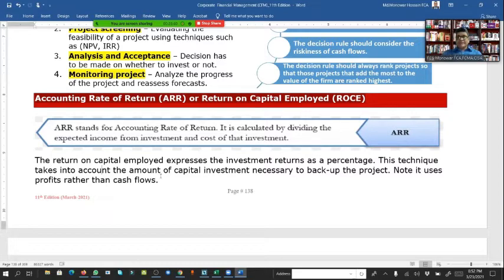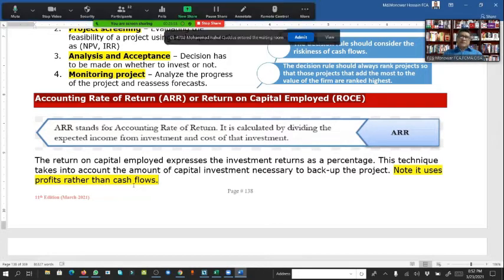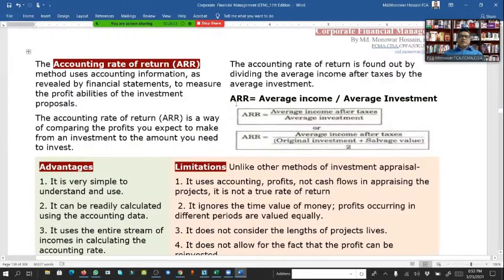Note that it uses profit rather than cash flow. That means it only uses profit, but all other techniques use cash flow; only ARR uses profit. We can calculate ARR this way: accounting rate of return equals average income divided by average investment.